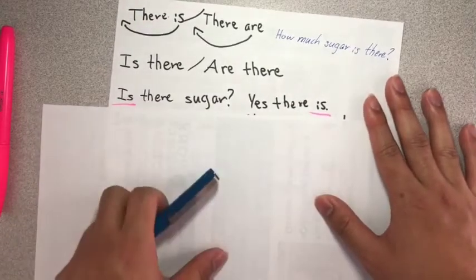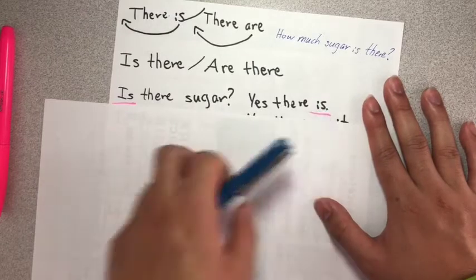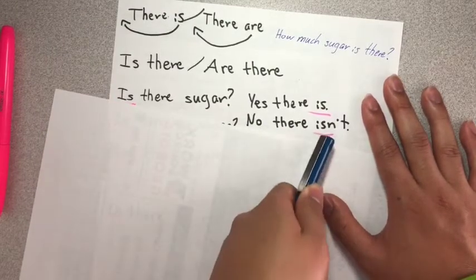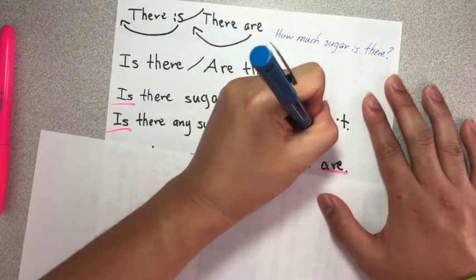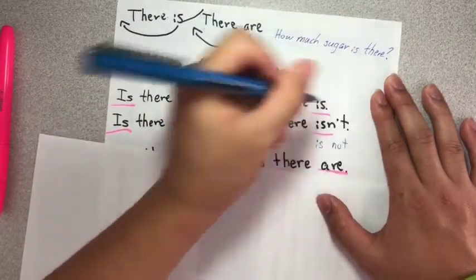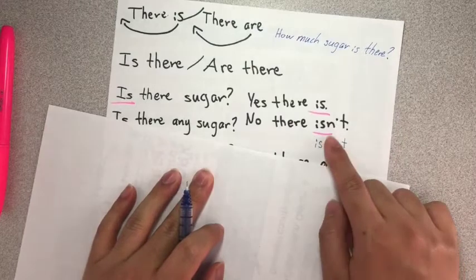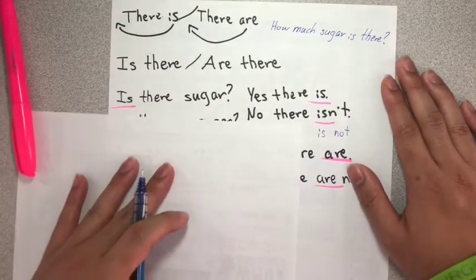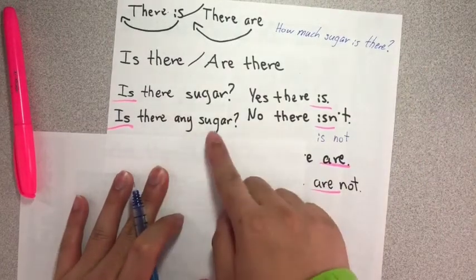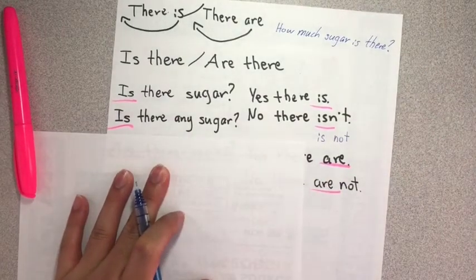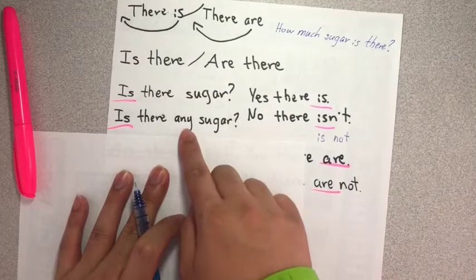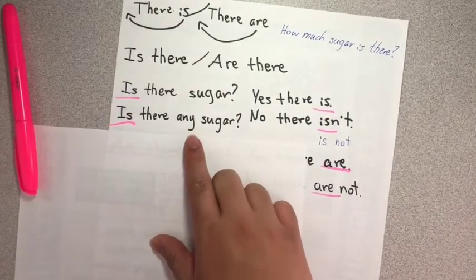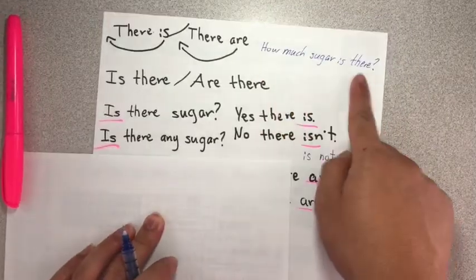So, is there sugar? The answer, yes there is, or no there isn't. Remember, isn't is just is and not put together. Isn't is the short version of is not. Another way to write it is, is there any sugar? When we ask a question, we can also write the word any. Is there any sugar? Or we can ask, how much sugar is there?